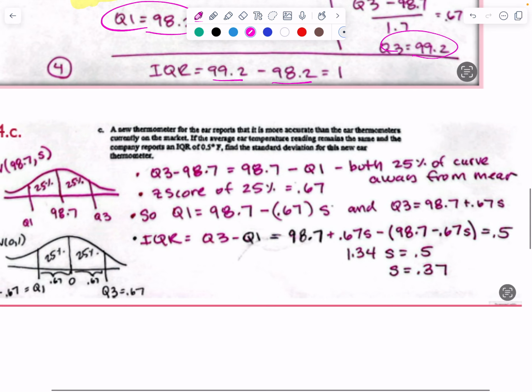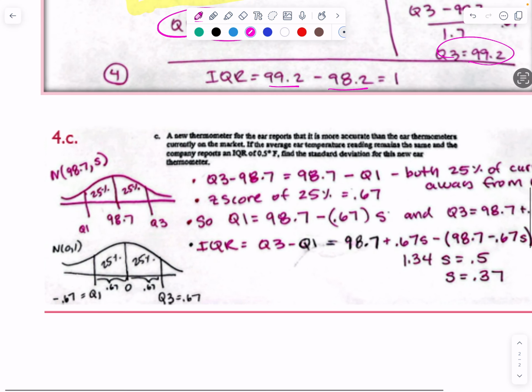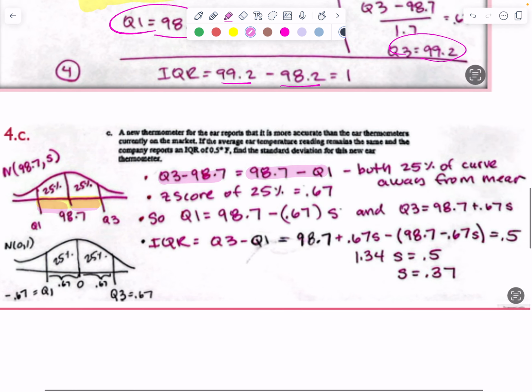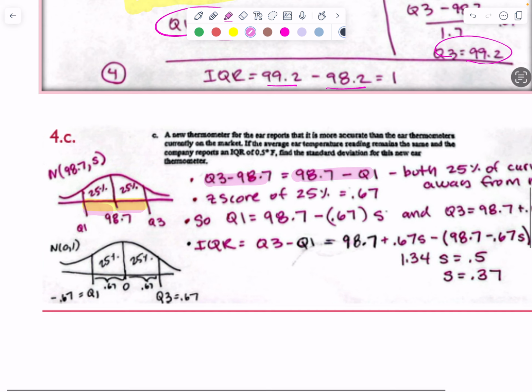Okay, the final one, let's see what we're trying to find. I want my IQR to be 0.5. First of all, I want you to notice that this here and this here are exactly the same. They're both 25% of the curve away from the mean, so they're the same distance. Now, what I showed you from above is the z-score of 25% is 0.67.